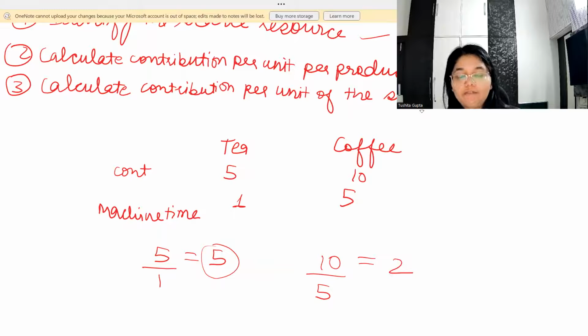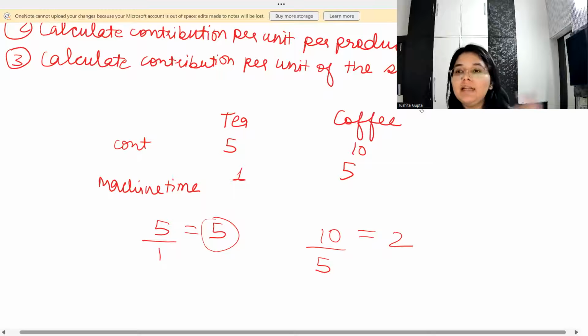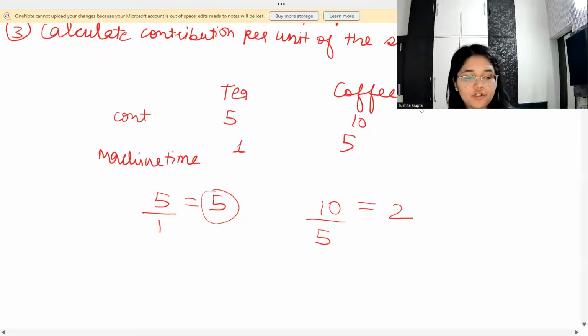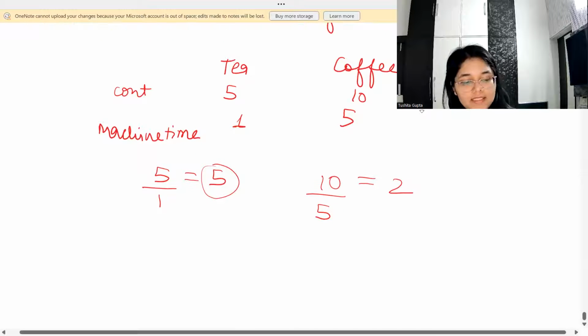That means for every minute that I'm spending making tea, I'm earning a contribution of $5, and for coffee, I'm earning a contribution of 2 for 1 minute. So basically, this means selling tea is more profitable for me, because for every 1 minute of the scarce resource, I'm able to generate more contribution. So the next step will then be to rank the products.